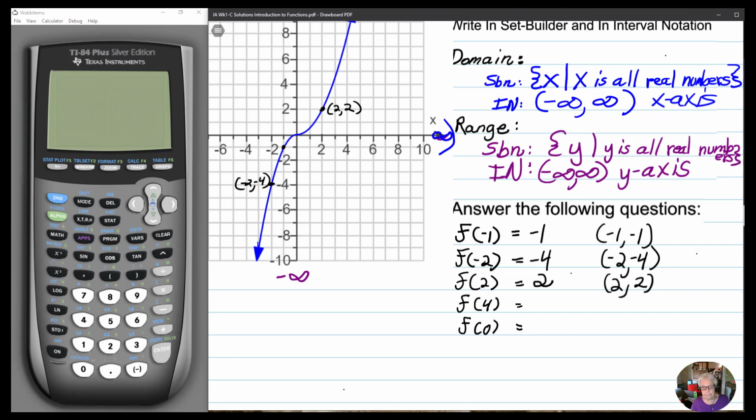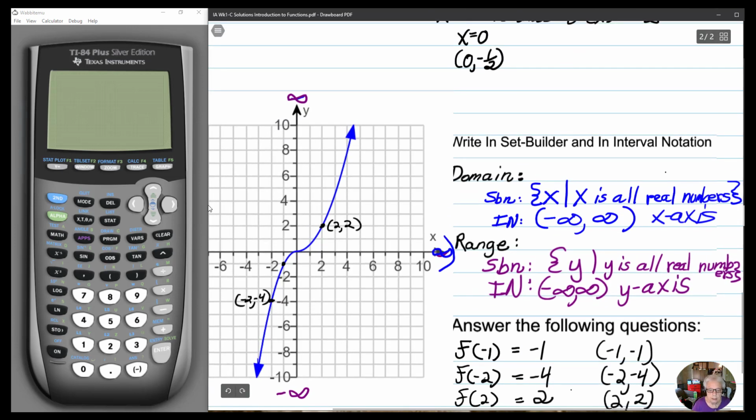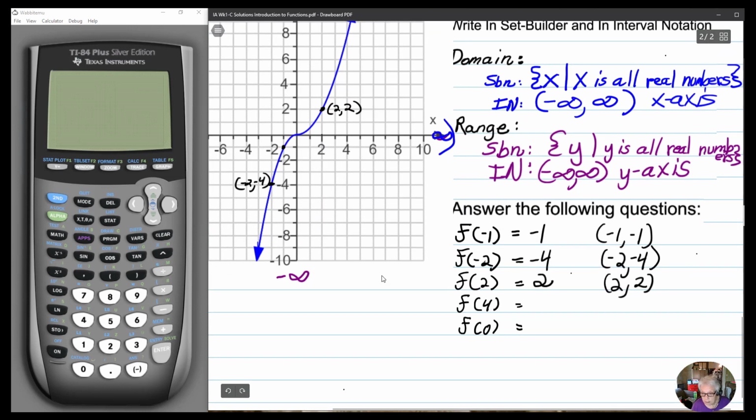Okay, now f of 4. 1, 2, 3, 4. Go up to the graph. Over to the y-axis, we have 8. So this will be the point 4, 8.